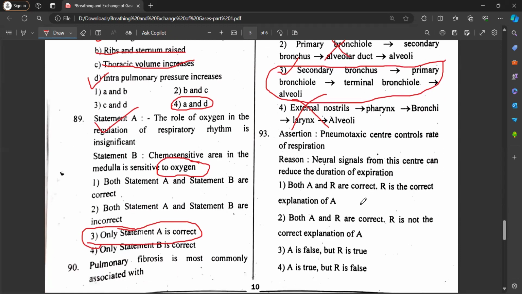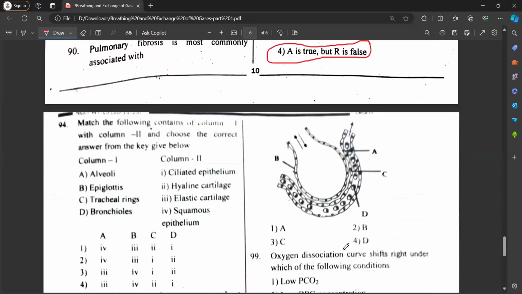Next, pneumotaxic center controls rate of respiration. Yes, pneumotaxic center controls the rate of respiration. Neural signal from the center can reduce the duration of expiration, not expiration, it is inspiration. So pneumotaxic center controls the rate of respiration is the correct one. So what we can say here, A is true, but R is false. That is the fourth option. Next question.